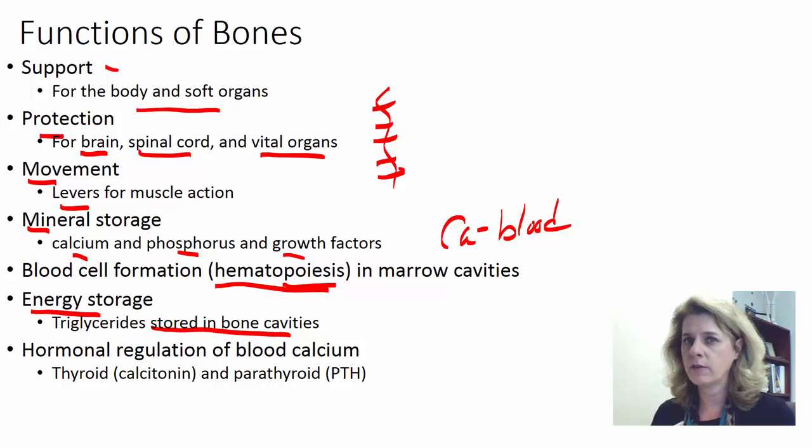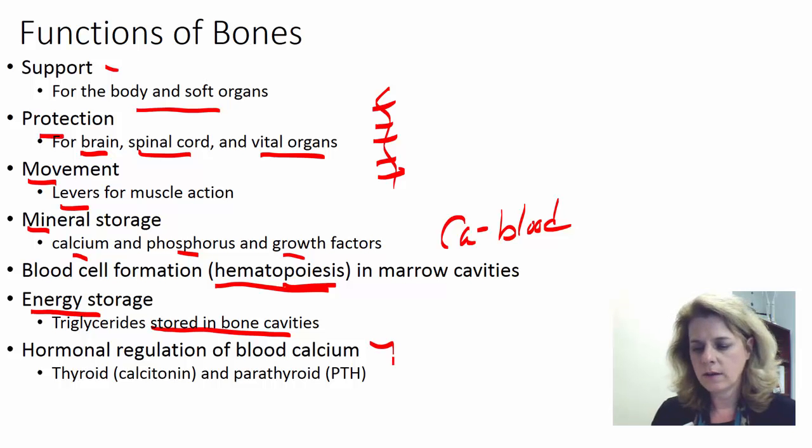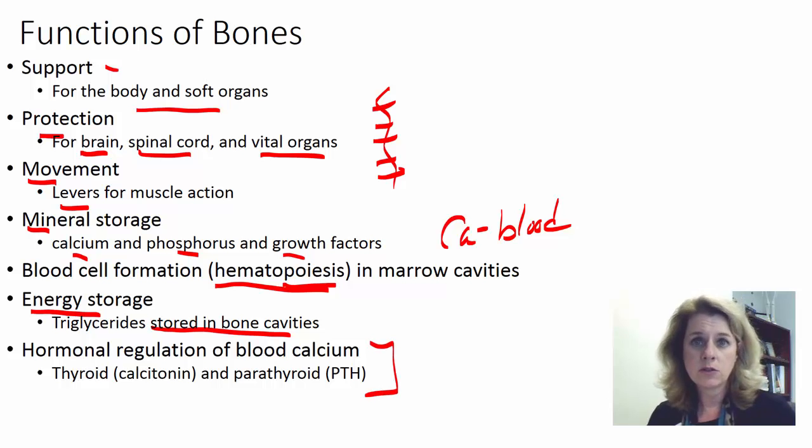So if there's a time with no food, we start to pull that fat from our bone marrow as a source of energy. And then last but not least, we use it to, again, store our calcium, but we also use it to help us maintain hormonal control of calcium.